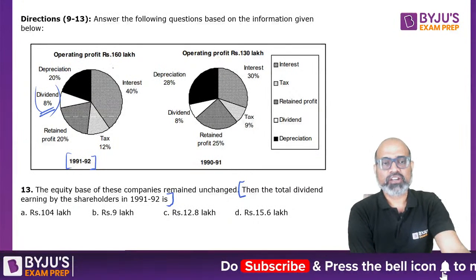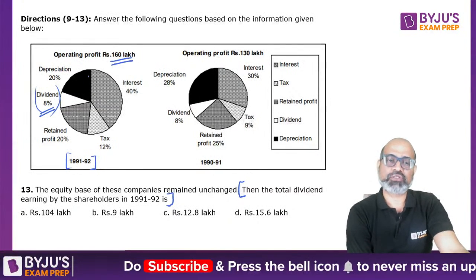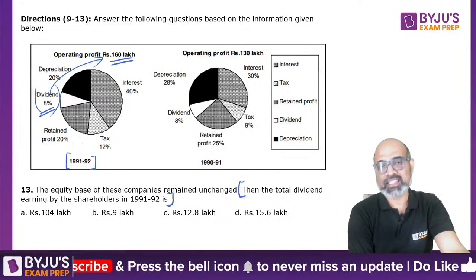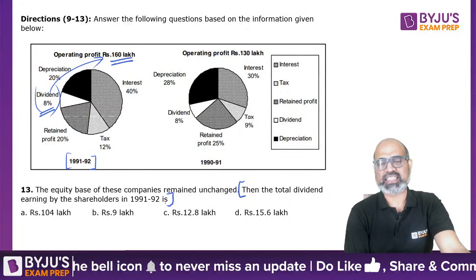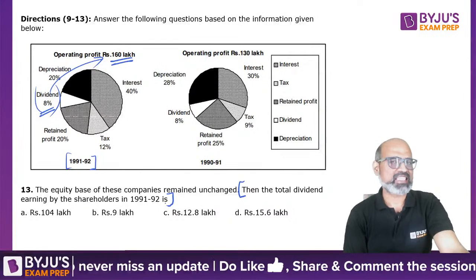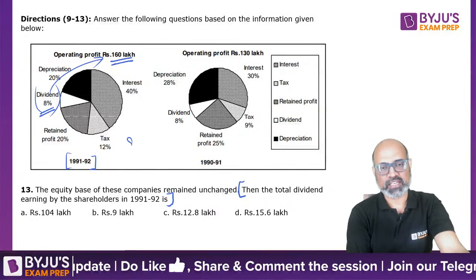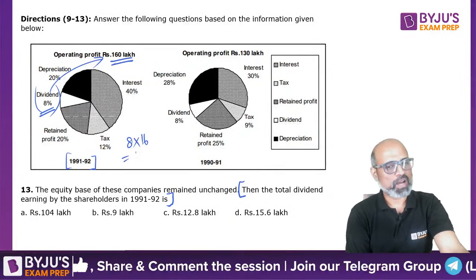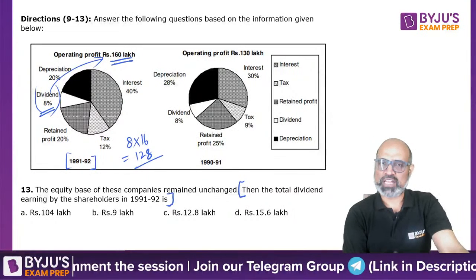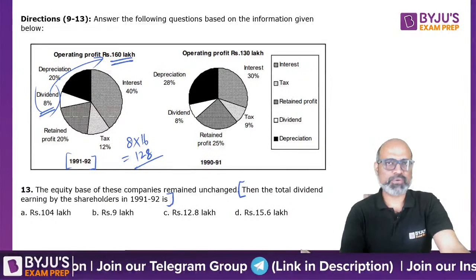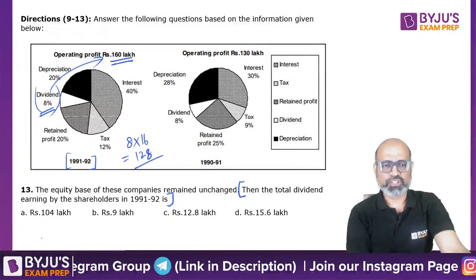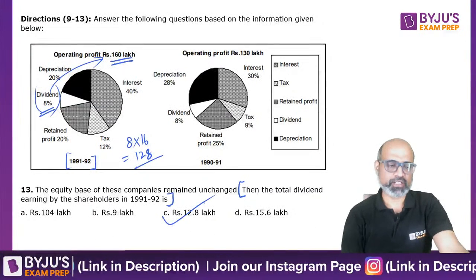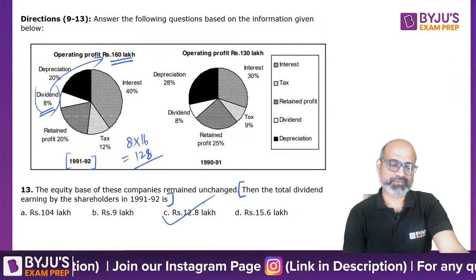Dividend is 8%. This is 160 lakh. So this is 8% of 160 lakh, which is 8 into 16. What is 8 into 16? 8 into 16 is 128. 1.28, 12.8, 128, कुछ ऐसा होगा. The only option where you have that sequence is option C.